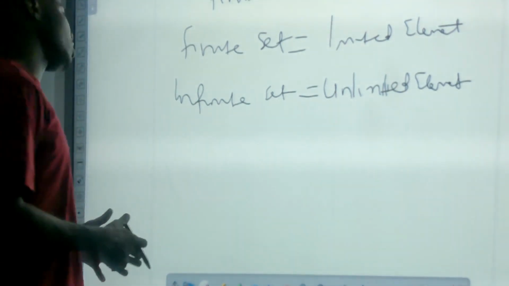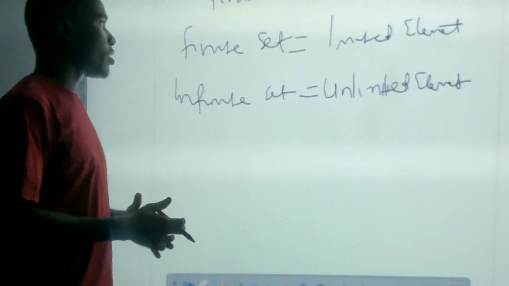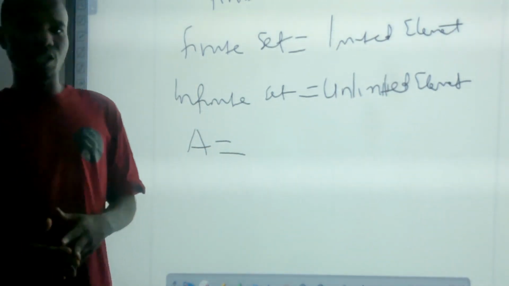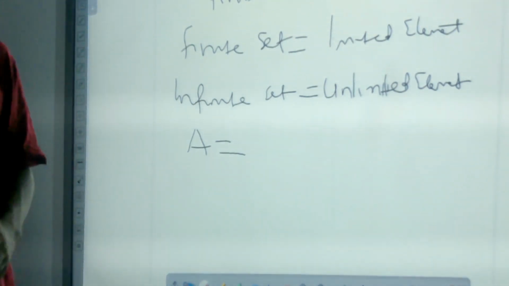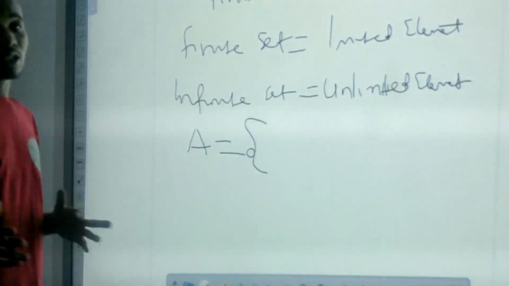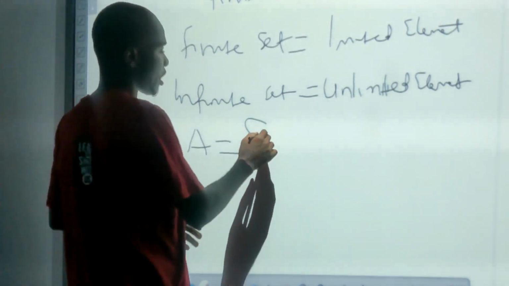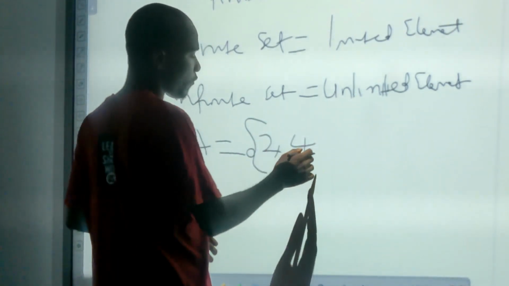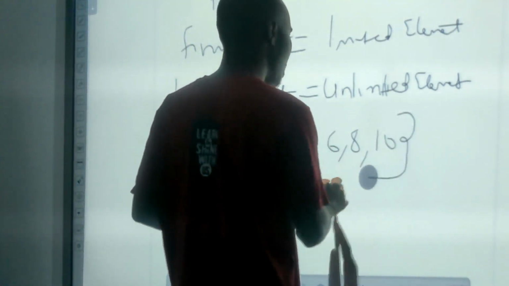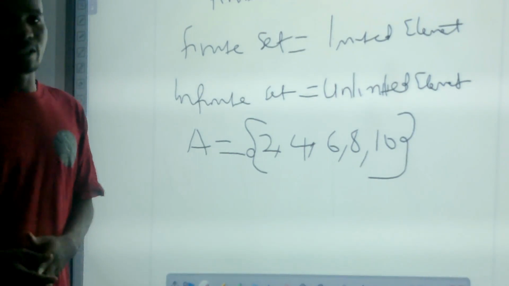So if I give a set, you can just look at it and say this set is finite, this set is infinite. For a finite set, I can say set A, an example of a finite set, is equal to the even numbers between 1 and 10. So I think we have 2, 4, 6, 8, and 10. These are the elements of set A, and it's finite, because that is all the elements of A.